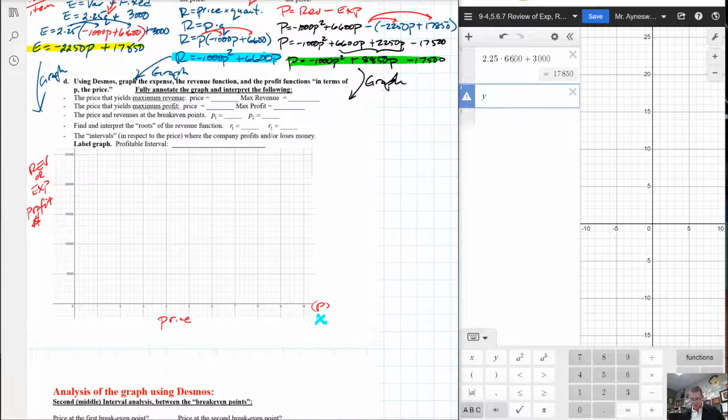So here we go. First, the expense function: Y equals negative 2,250P, but I'm going to type in X here because it's the X-axis, plus 17,850.